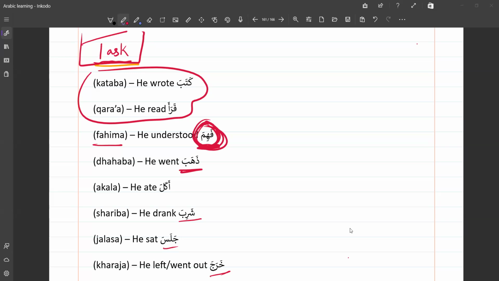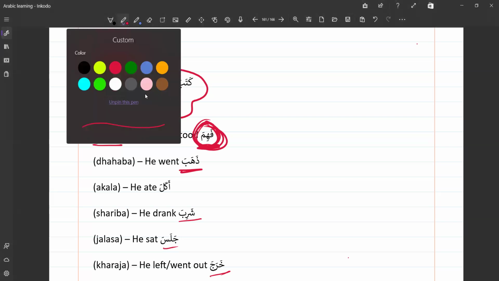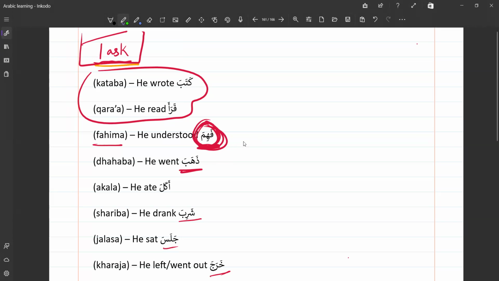So, in the last lesson, we were doing past tense, and I had given you the task of making the girdan for the following verbs. So, let's take a verb for instance. There is a verb called fahima. Fahima means he understood, right?